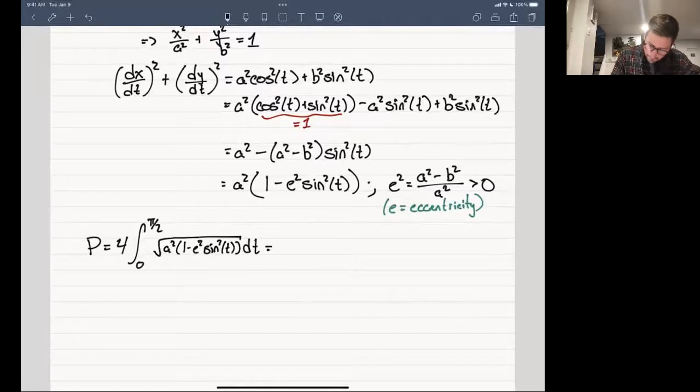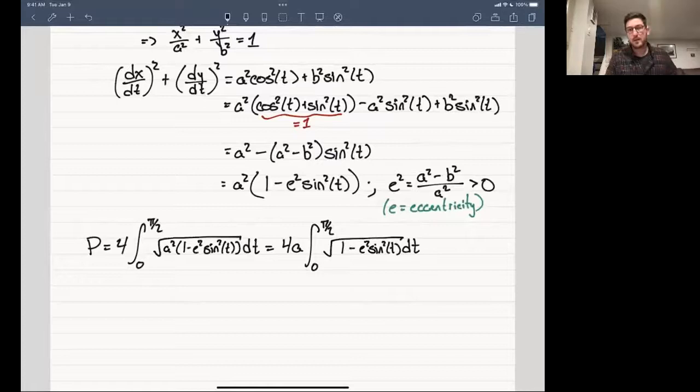Which I'll factor out the a squared. So I get 4a, because a is positive. We don't have to worry about absolute values. 1 minus e squared sine squared of t dt.